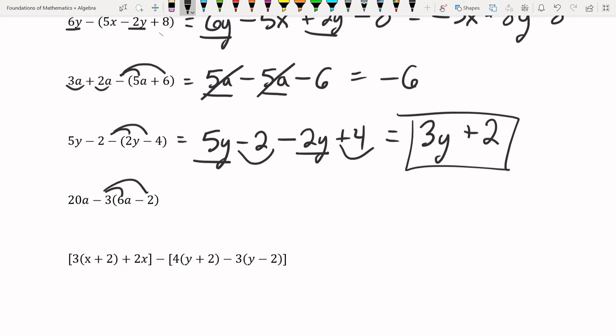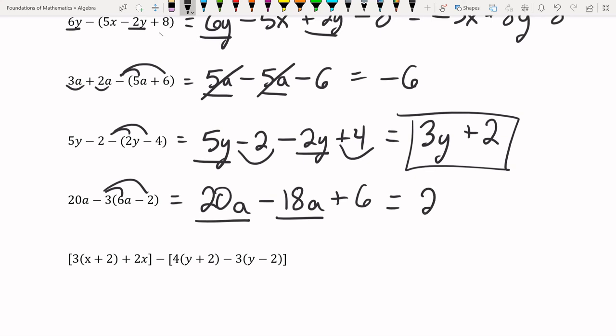Distribute the negative 3 into there. We get 20a. Negative 3 times positive 6 is negative 18a. Negative 3 times negative 2 is positive 6. Now we have like terms, 20a and minus 18a. So we're going to subtract 20 and 18. 20 minus 18 is 2a plus 6.